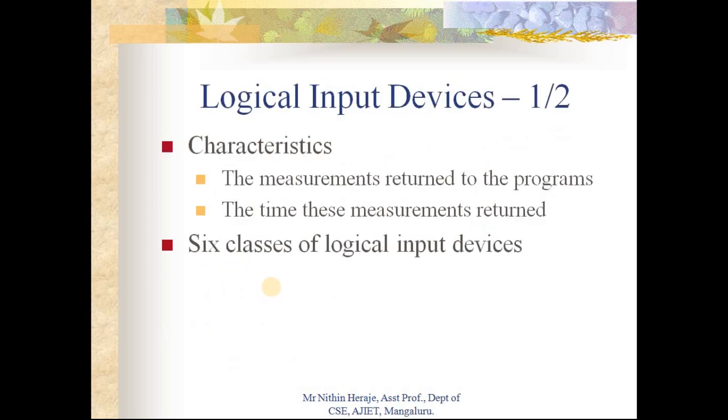For logical input devices, there are two characteristics: one is the measurement, which is returned to the program as input, and the next is the time when these measurements are written to the program. It might be an event occurring, or a time, or whatever it is, when the measurement is written to the program. Basically, logical input devices are classified into six categories.